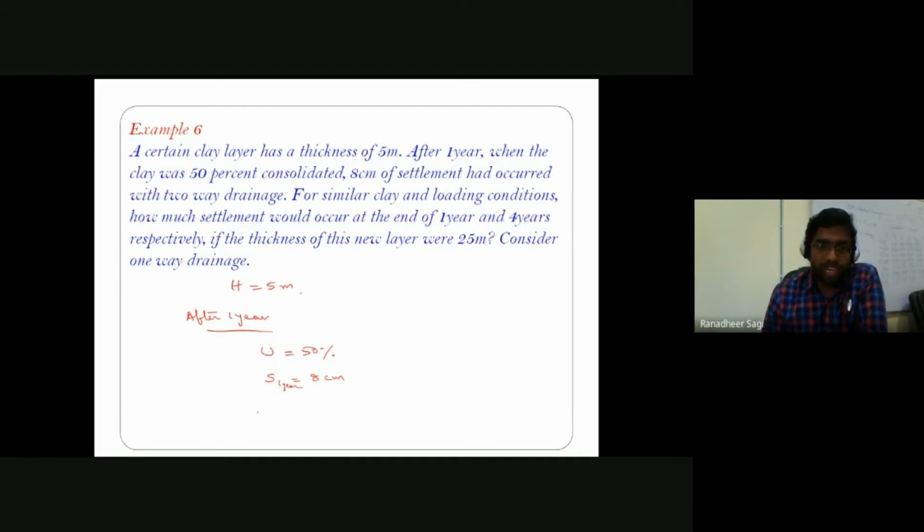Now what is specified is that you had two-way drainage in that case. So with the two-way drainage, after 1 year, in that 5 meter thickness of clay layer, you have 50% degree of consolidation, and the corresponding settlement in that soil is equal to 8 centimeters.